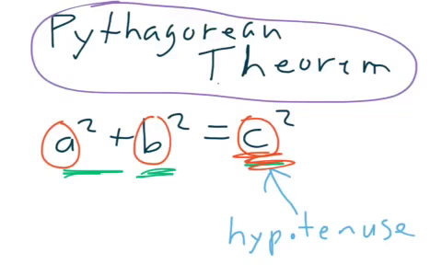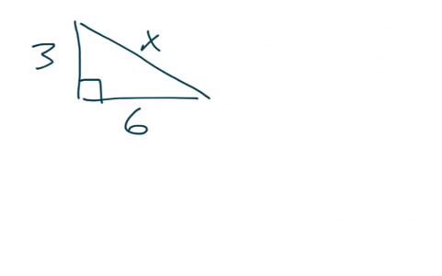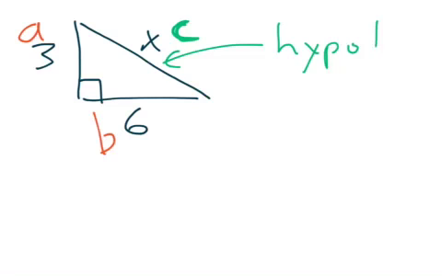Okay, now there's two general problems for Pythagorean theorem. Here is a classic example. Notice we have one side, side 3 here, which I'll call the A side. We have this side 6, which I'll call the B side. Notice x is my C. This side is the hypotenuse. Never confuse C with A or B.